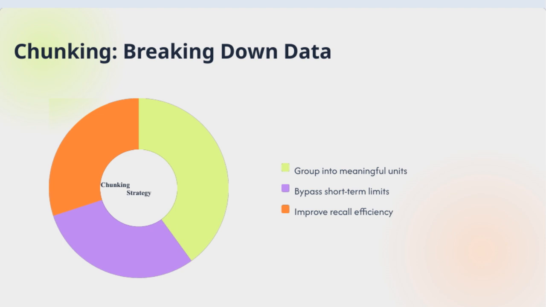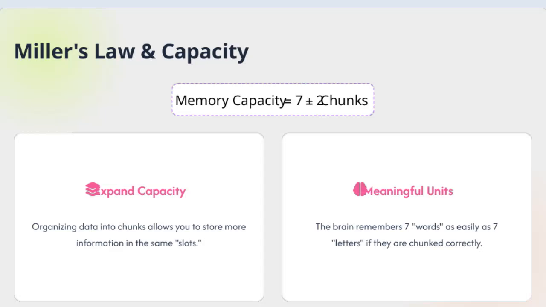Essentially, chunking helps us turn complex information into simpler, memorable units. By mastering this technique, we can boost our ability to remember more efficiently, which ties back to our overall goal of enhancing learning and retention. So, the next time you're trying to memorize something, remember, breaking it down into chunks is a powerful tool. So, one of the key ideas here is that the brain can remember about 7 words just as easily as it remembers 7 letters, but only if these are chunked correctly.